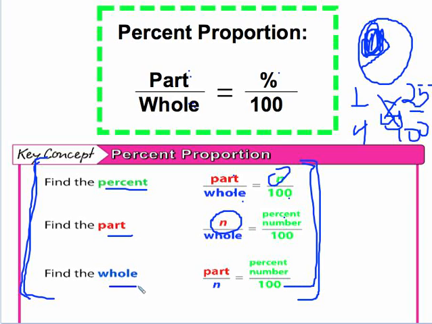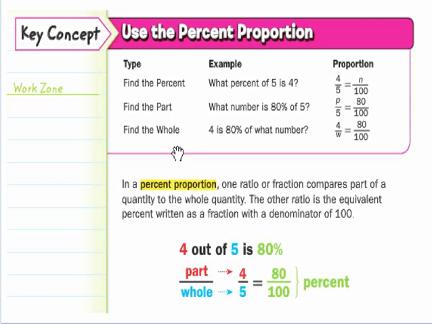Now, if you read a problem and you're trying to find the whole, that means that when you read the problem, you were able to find the part and the percent, and the piece that you didn't know was the whole. Okay? Again, a few examples of this before we actually solve some examples. An example of a problem where you would be looking for the percent would say, what percent of 5 is 4? I know that 4 is the part and 5 is the whole because I'm looking for the percent that 4 is, so that makes 4 the part.